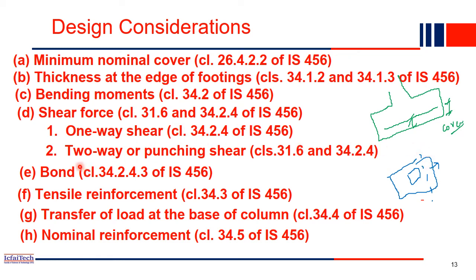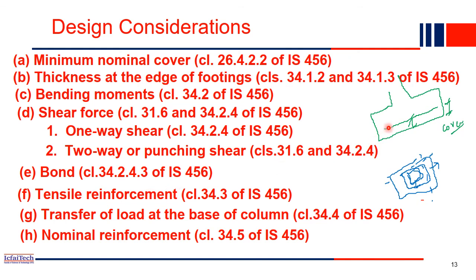Another type of failure that may happen in the foundation we call two-way shear or punching shear. In that case, the failure may happen about both the axes. This entire portion, the column, will try to penetrate into the foundation, so it will go below the foundation. The failure happens in both directions. That's why the name is two-way or punching, because the column will punch through the footing. That value we will get from this clause number. Then for the bond and anchorage, you will get it in this clause number.